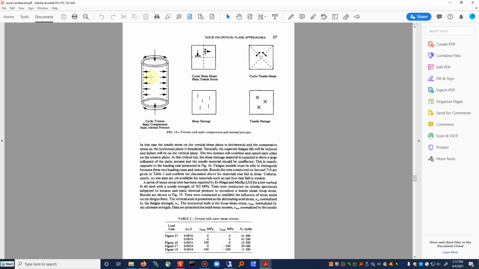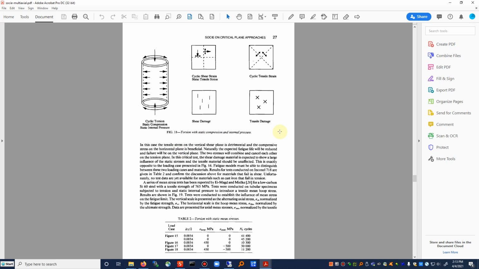All right, so now we put in a hoop stress. We have axial compression. In this case, the tensile stress on the vertical shear plane is detrimental, and the compressive stress on the horizontal plane is beneficial. Naturally, the expected fatigue life will be reduced and the failure will be on the vertical plane. The two stresses will combine and cancel each other on the tension plane.